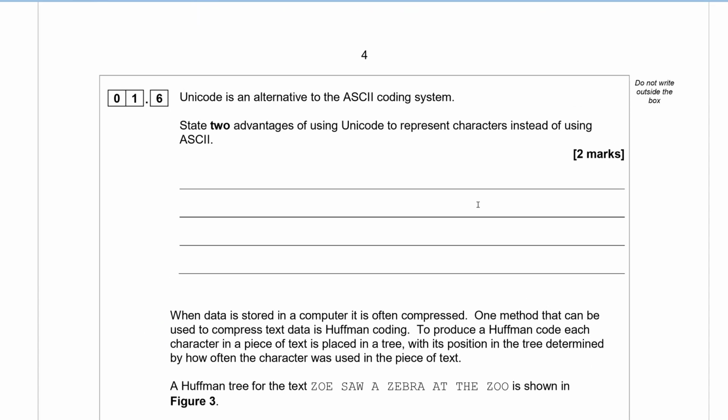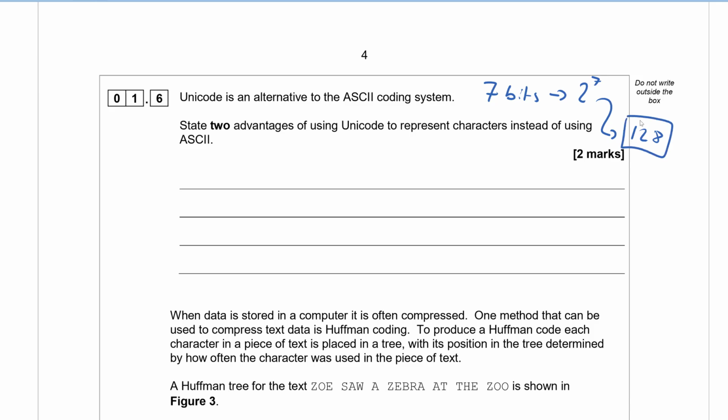For 1.6, we're told, and we should know this already, that Unicode is an alternative to the ASCII coding system. State 2 advantages of using Unicode to represent characters instead of using ASCII. Well, Unicode is newer because ASCII effectively didn't give us enough characters. The original ASCII only gives 7 bits for each character code, which only leads to 2 to the power 7 combinations, which is 128, which is not enough characters for other languages.